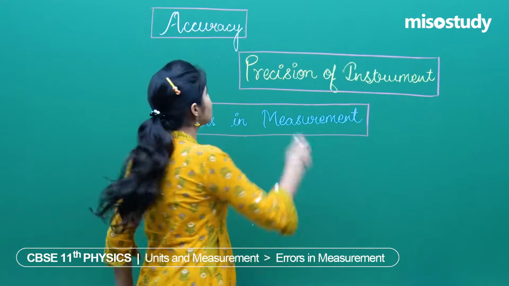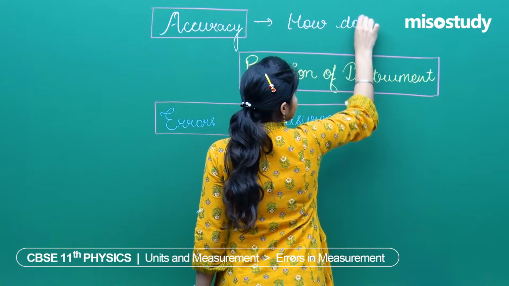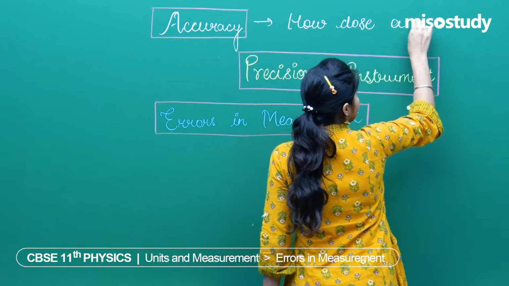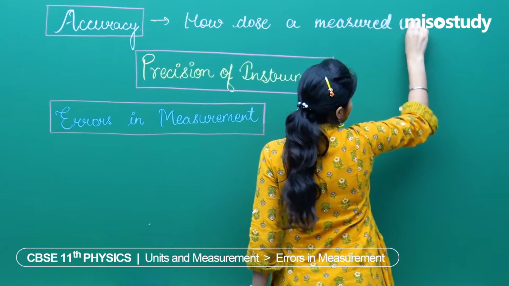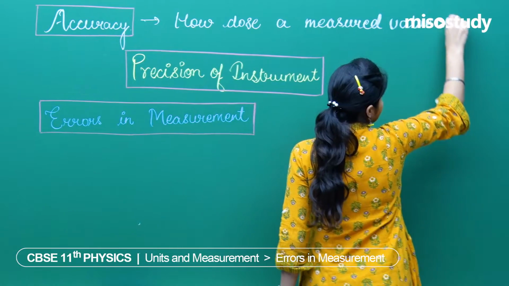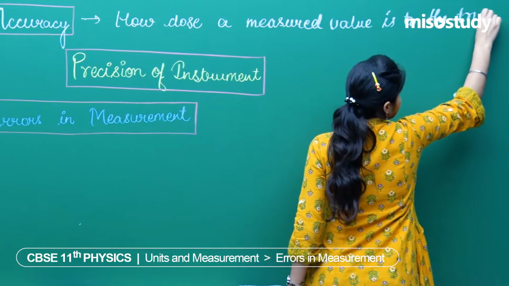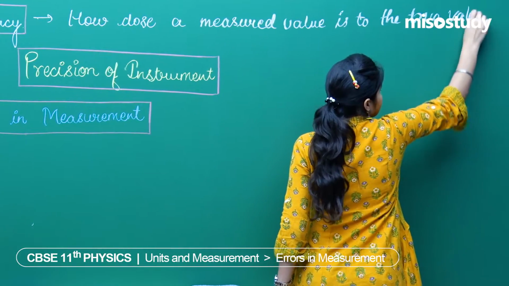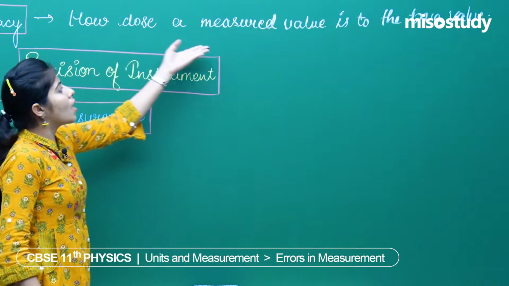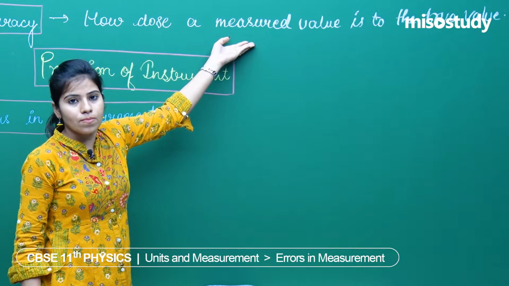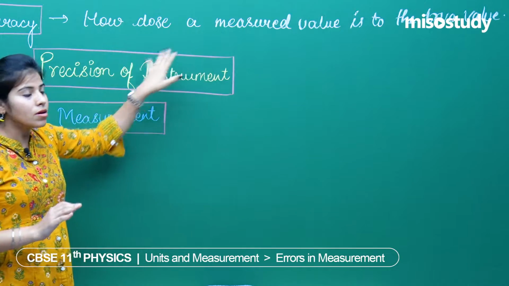In accuracy, we check how much close a measured value is to the true value. What is accuracy? It measures how close a measured value is to the true value. I am going to explain with the help of an example as well, but this is just the definition.